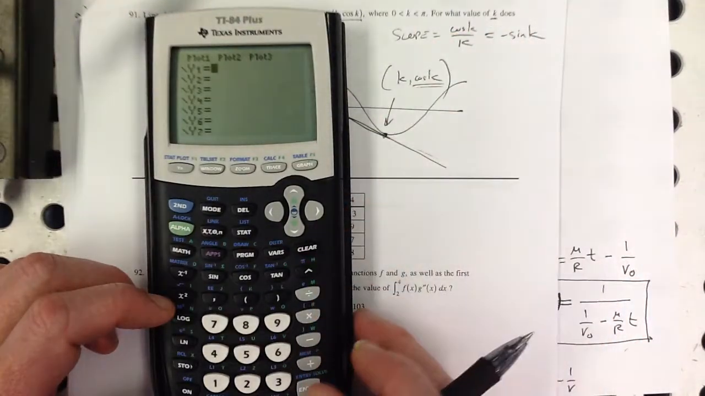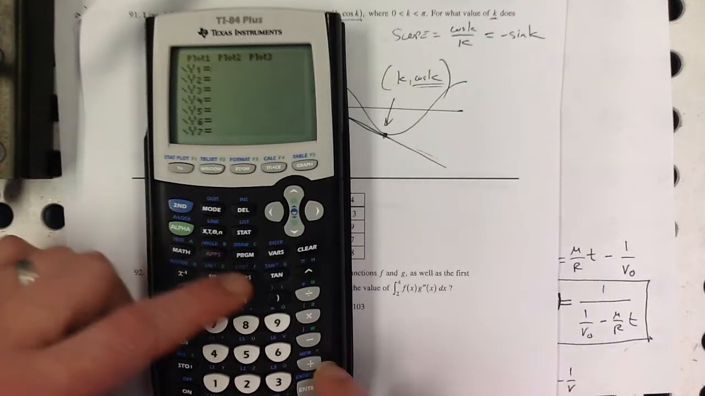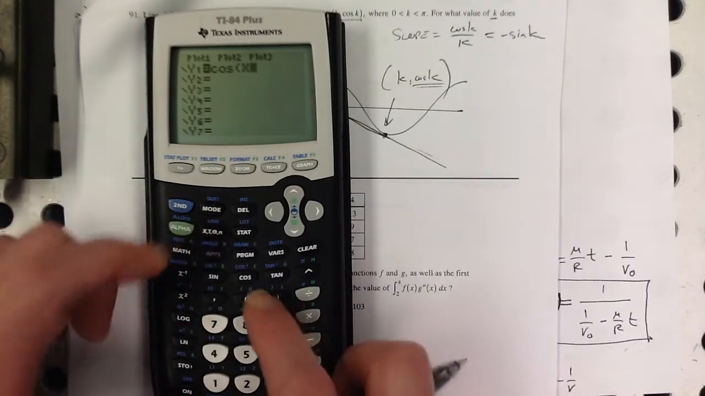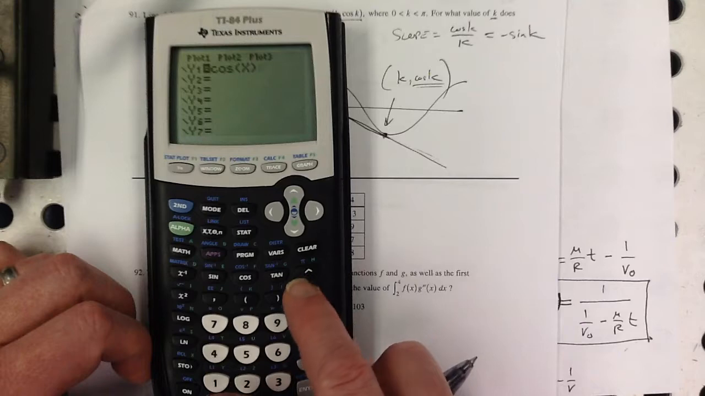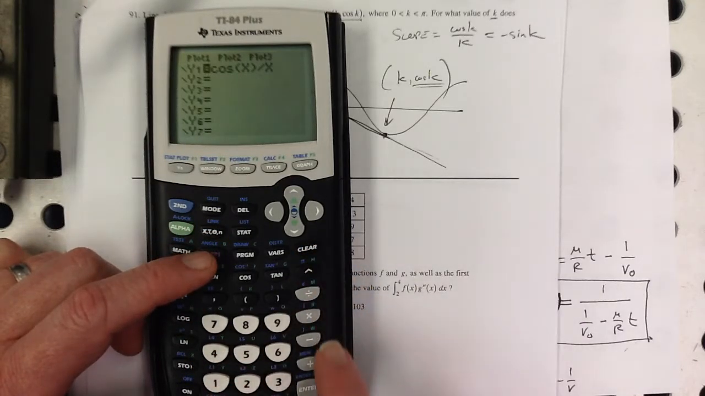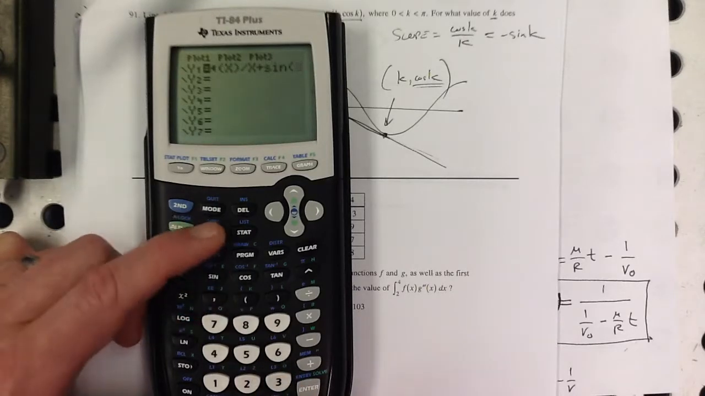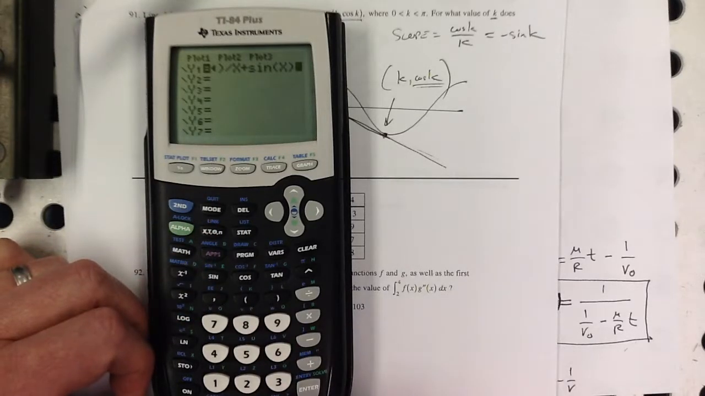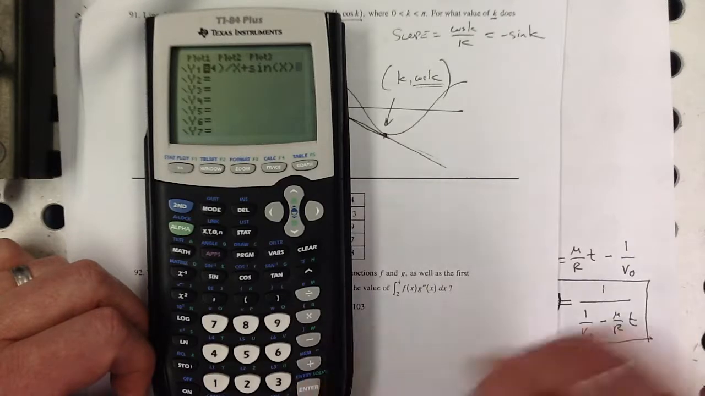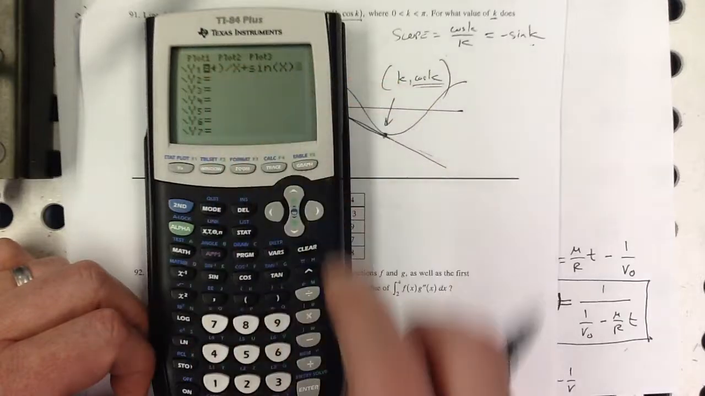You could graph them separately and see where they intersect, or you could put everything on one side and see what the zeros are. It's up to you, whatever your preference is. I usually like to put it all on one side, but that's just my preference. You do it how you want. So, see where those are equal to each other. That's going to be where this is equal to 0.